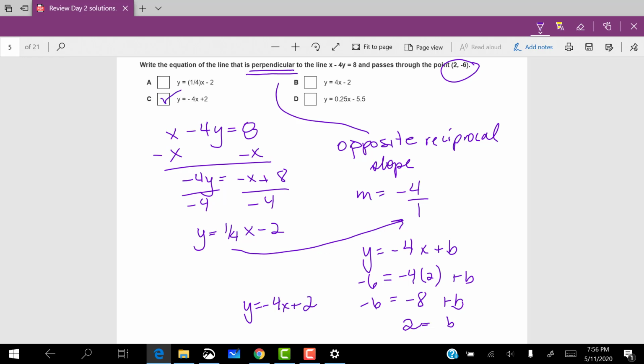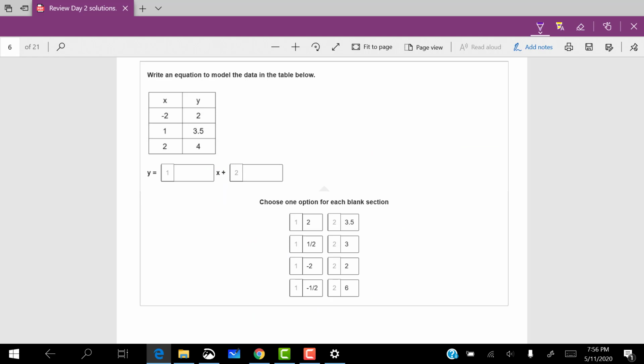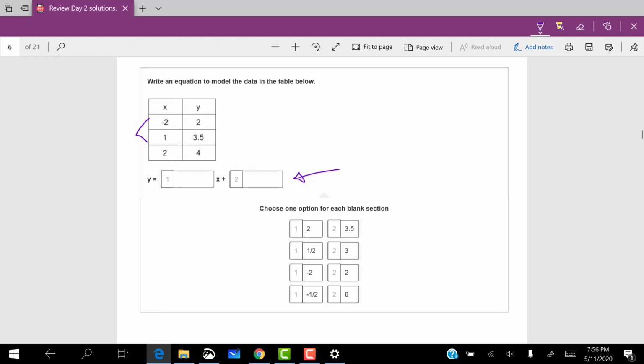That's letter C. All right, writing an equation to model this data. So from this equation, it seems like they're telling me this is linear. I can check. I can see that this change in x, this goes up 3.